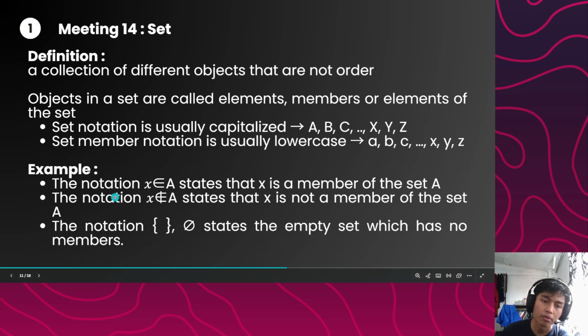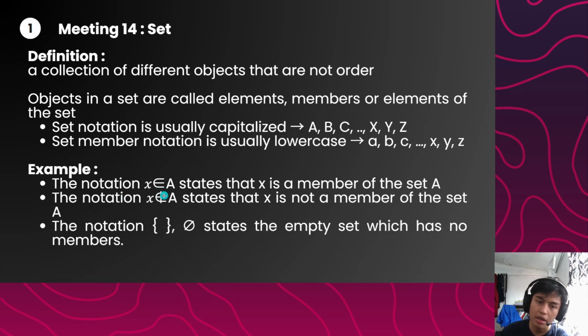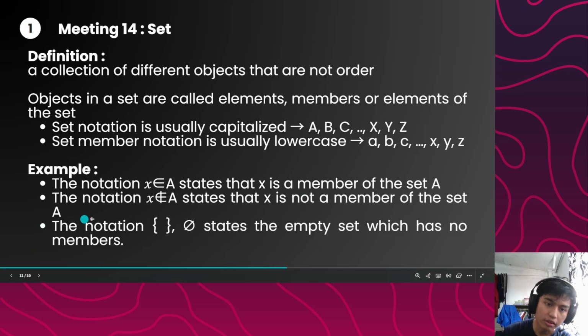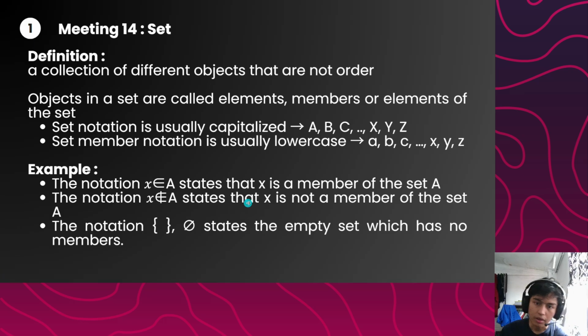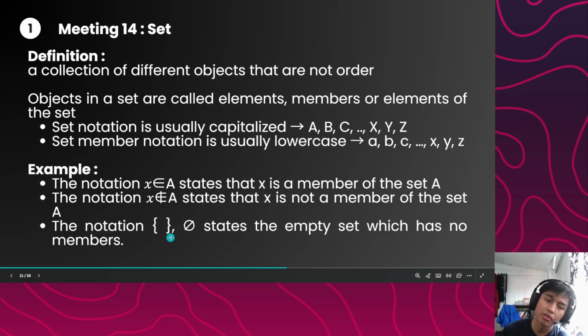For example, the notation x ∈ A states that x is a member of the set A. The notation x ∉ A states that x is not a member of the set A. The notation ∅, called the empty set, states a set which has no members.